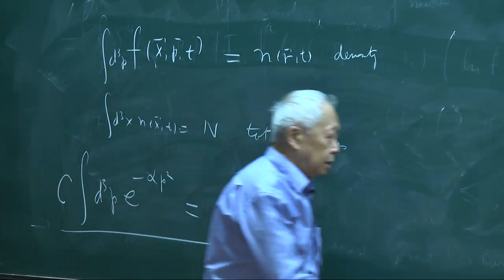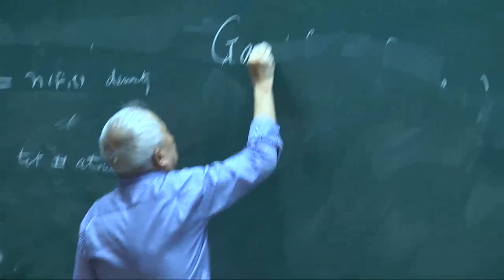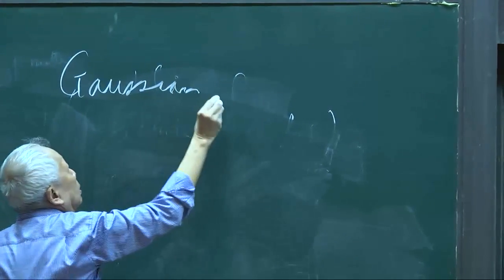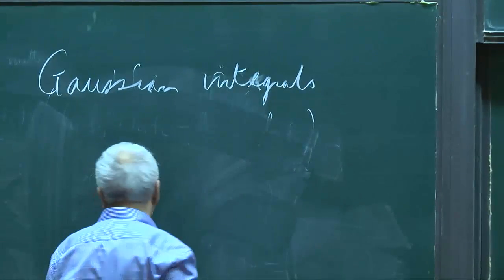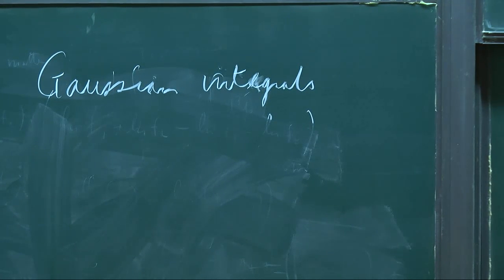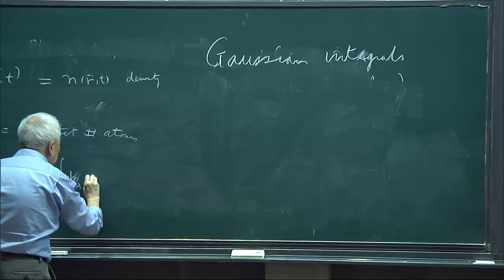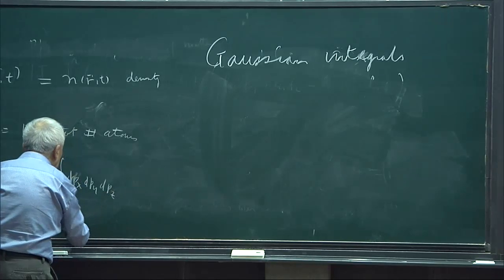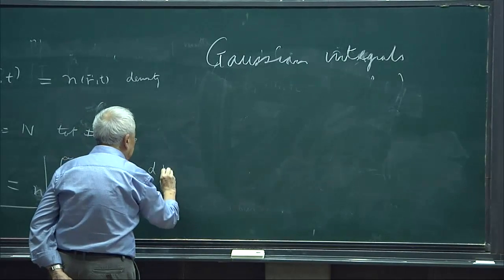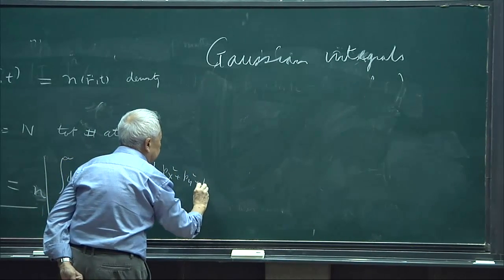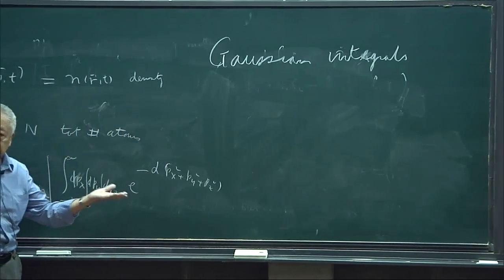Let me remind you how you do that. Gaussian integral. What does this mean? All this means is the integral dpx, dpy, dpz, each from minus infinity to plus infinity, of e to the minus alpha times (px squared plus py squared plus pz squared). That's what this integral means. And therefore, this is a product of three integrals, of three Gaussians.